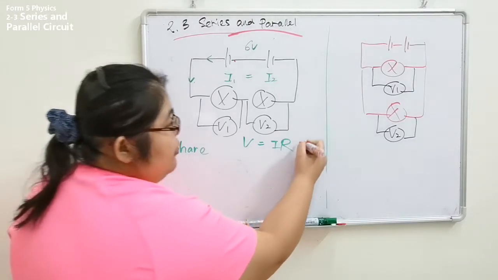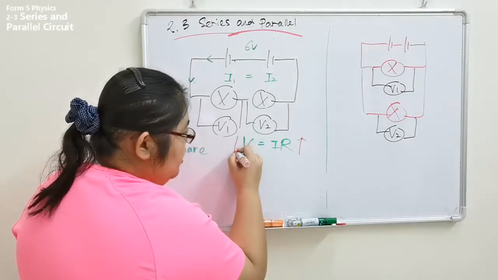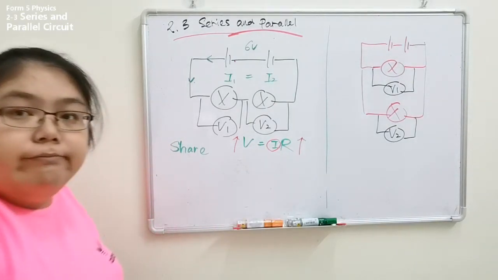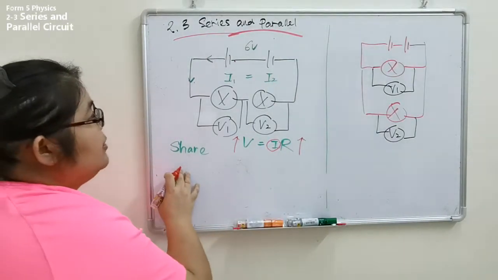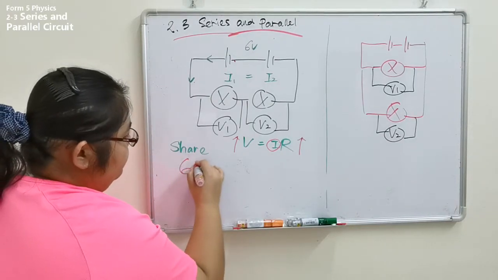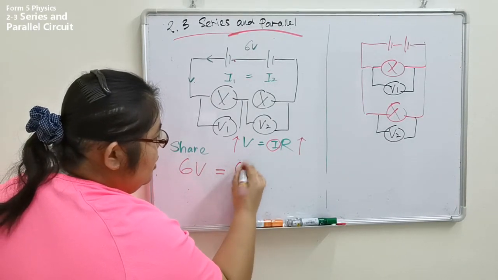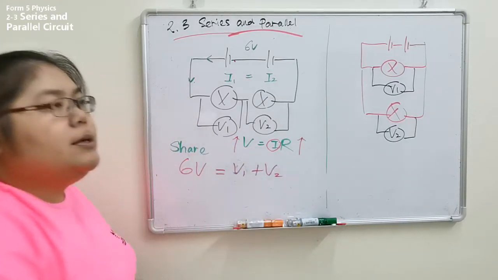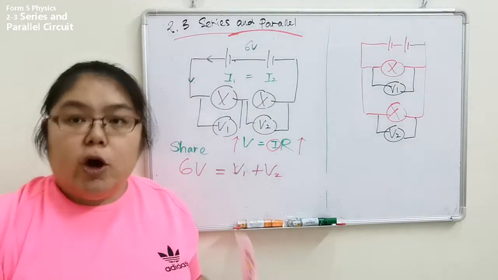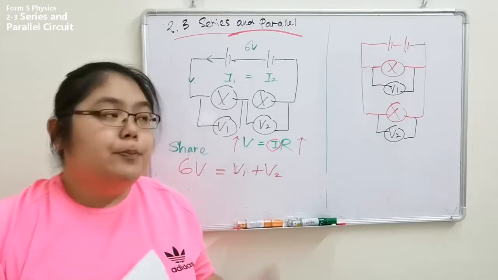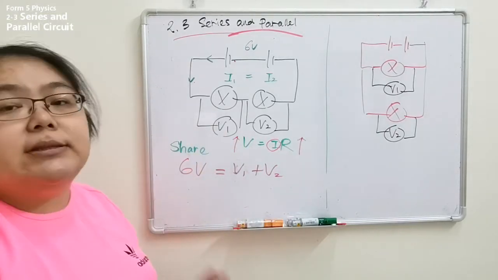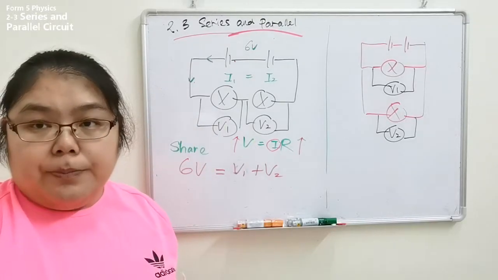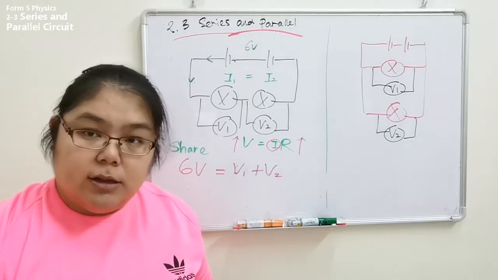So that means if your resistance becomes high, the voltage must be high, because this one is a constant variable. So from here we get it: the total 6 volt must be equal to V1 plus V2. So this one is a reverse concept to the current. Potential difference in the series, they need to share. Okay, share with each other, but depending on your resistor.